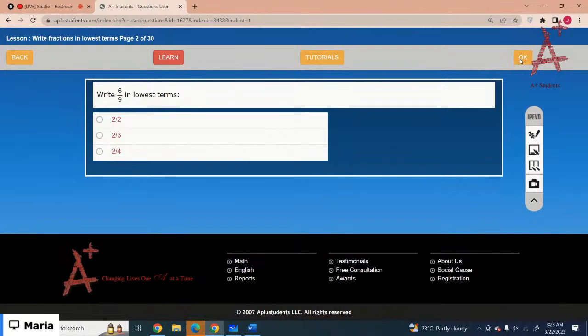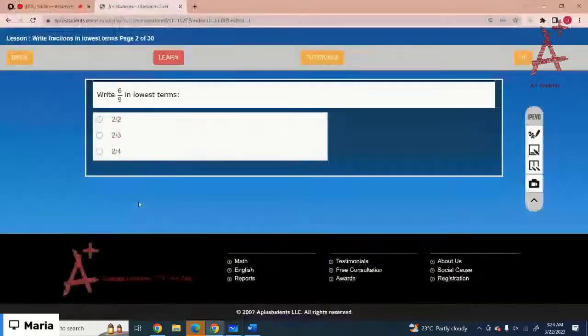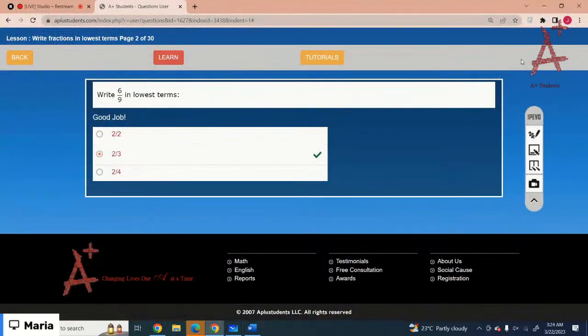Okay, the next one is write 6 by 9 in the lowest form. So how do we write 6 by 9 in lowest form? Which is the greatest number that can divide both numerator and denominator? That would be 3. Got it? So 3 times 2 is 6 and 3 times 3 is 9. So that would be 2 over 3. Got it? Yes, very good. That would be 2 over 3. So just select the correct option and click on the OK button.